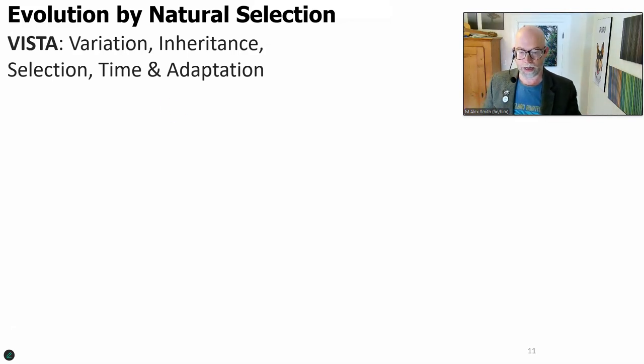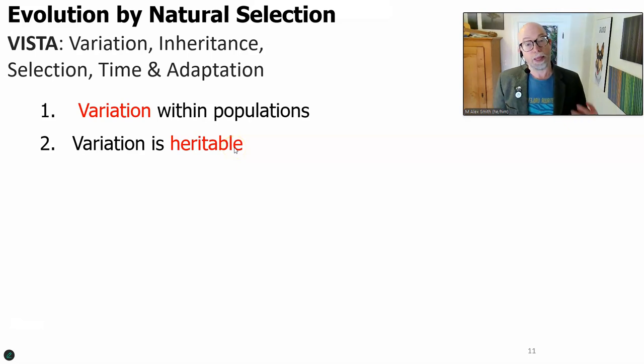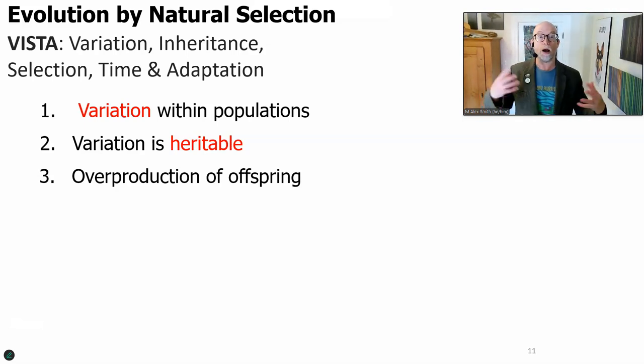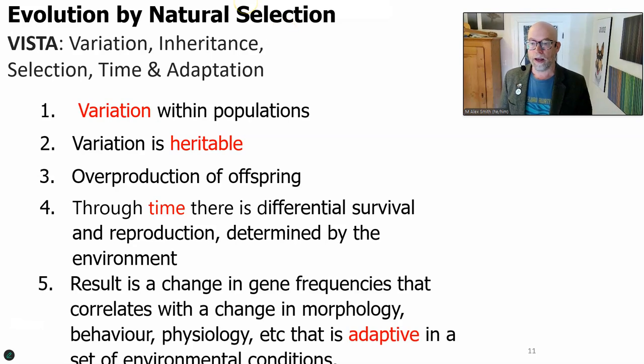That's evolution by natural selection. So, unpacking that: there are populations within which there is morphological, phenotypic variation. That variation can be inherited. There is what has been called, in a very Malthusian kind of way, the overproduction of offspring. And through time, there is differential survival and reproduction of those offspring that is determined by the environment. And then finally, there's a change in gene frequencies that correlates with the change in morphology, behavior, physiology, whatever, that is adaptive in the set of environmental conditions, and that is inherited.